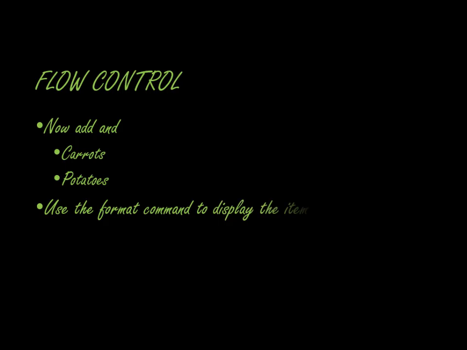Go ahead and add the following to your code. Add in carrots, add in potatoes, and this time I want you to use the format command that we learned last week to indicate what Alice has available for you. So you write each of the else if statements, but instead of putting in the word carrot, you're going to use the format. Remember dot format? Use that command to display what is available.